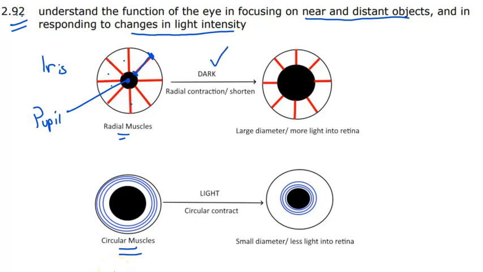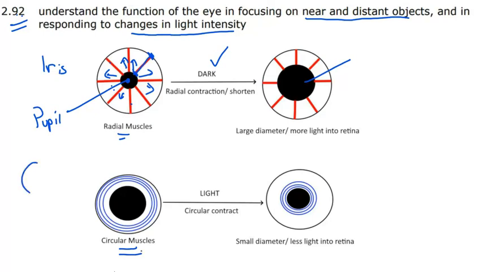In the dark, the radial muscles contract and pull the edge of the pupil outward like so. And this has the impact of making the pupil larger. So this is an adaptation to being in the dark, and that will allow more light to fall upon your retina in the attempt to make an image in poor lighting conditions. Alternatively, it may be that the light is very bright, and under those conditions, the circular muscles will contract.